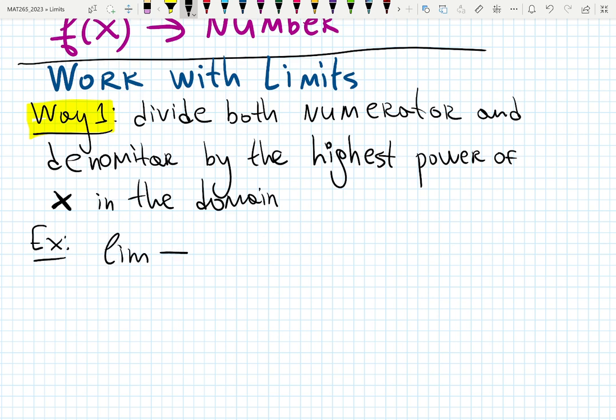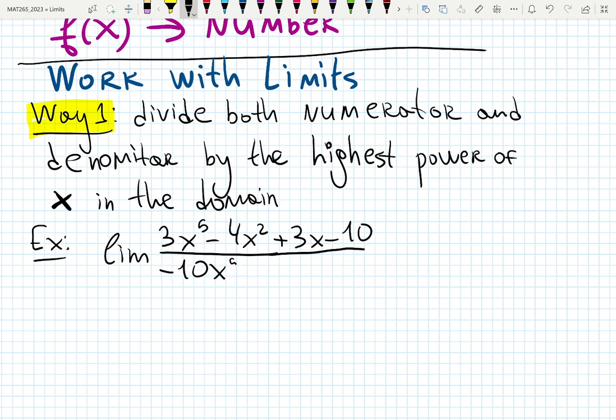Limit of (3x^5 - 4x^2 + 3x - 10) over (-10x^5 + 3x - 1500) as x approaches infinity. So that's an infinite limit. So are we going to plug in infinity? No. We're going to do it, but later.